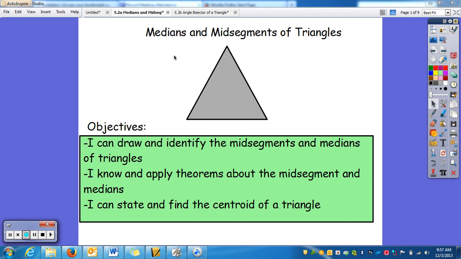So in this video, we're going to learn about medians and midsegments. There are 5 parts of triangles that we're going to learn, and we're going to do 2 of them today. So here are your objectives, which is mainly just knowing what midsegments and medians are. And then you can apply theorems about midsegments and medians, and you can state what a centroid of a triangle is.